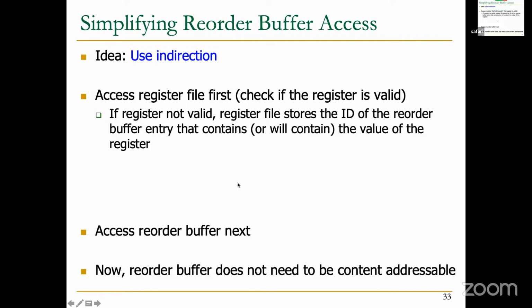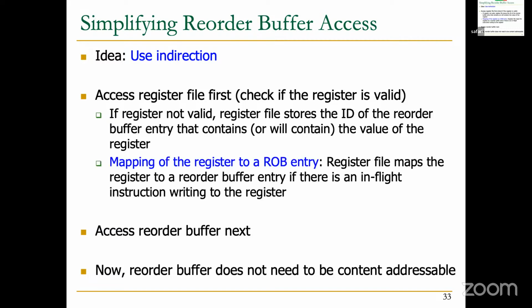Okay, so what does that mean? So if the register is not valid, the register file stores the ID of the reorder buffer entry that contains or will contain the value of the register. Now we're going to actually complicate this register file a little bit to make the reorder buffer access simple. So we're going to see this also with an example soon. But basically, we're going to map a register file entry to a reorder buffer entry.